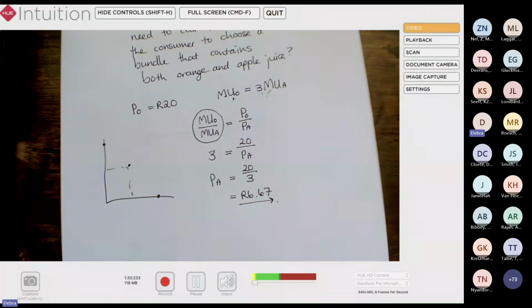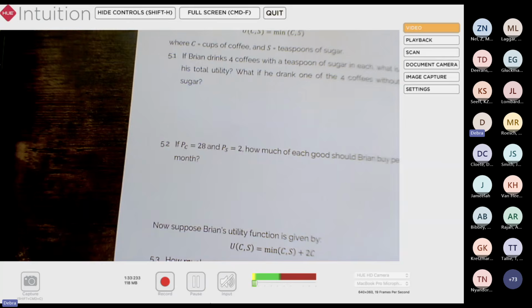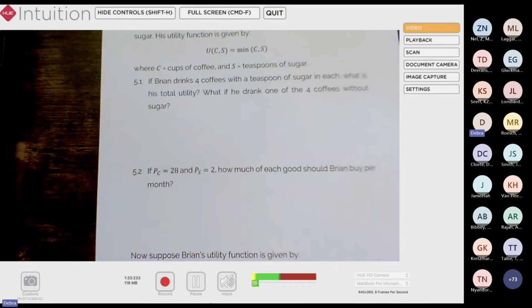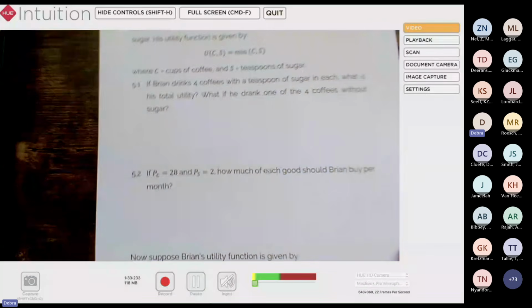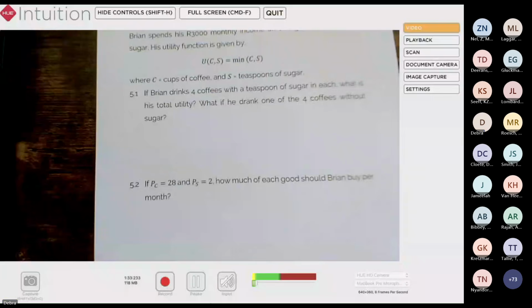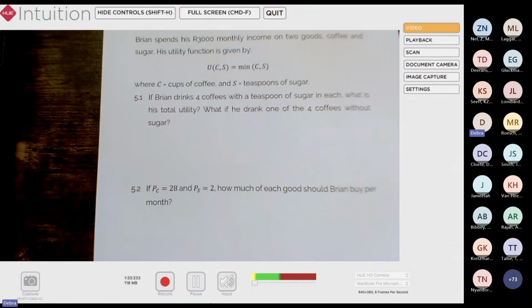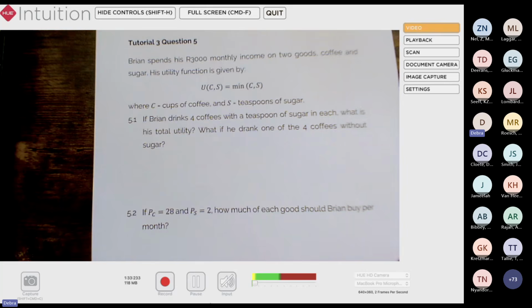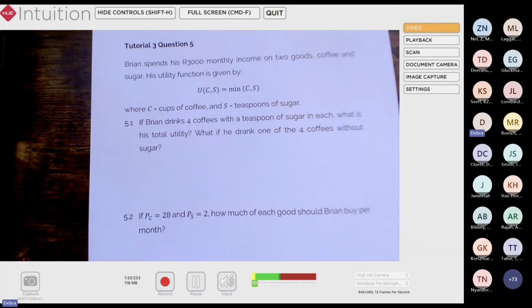Okay, so now we have question 5 from tutorial 3. Question 5 from tutorial 3 says, Brian spends his 3,000 Rand monthly income on 2 goods, coffee and sugar. His utility function is given by the following.